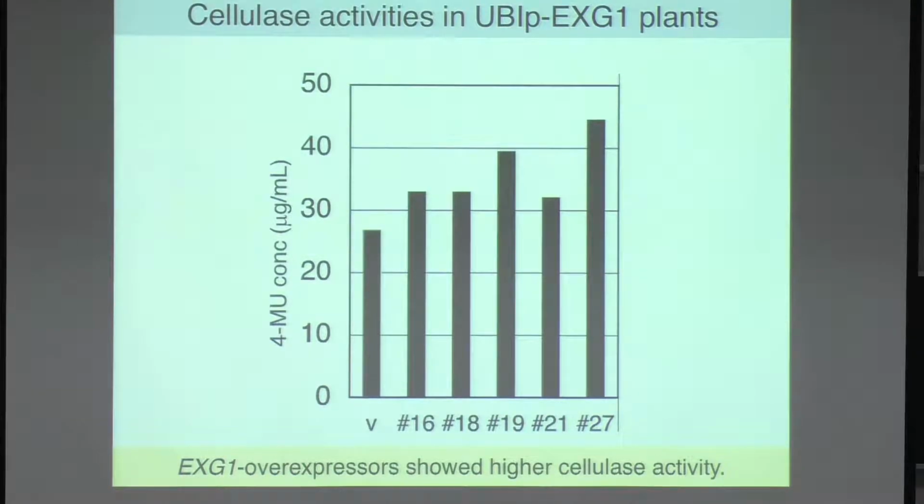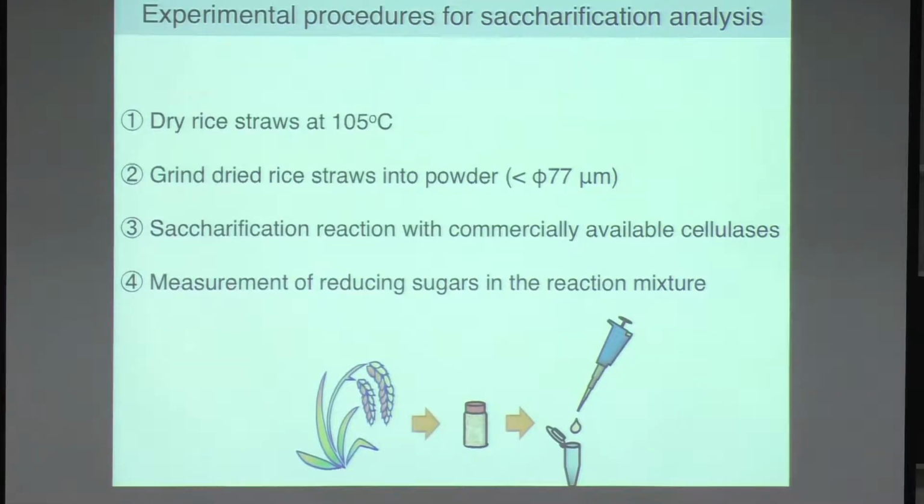So we examined the saccharification yields from these rice straws. This shows the experimental procedures for saccharification analysis. First, the rice straws were dried at 105 degrees, so during this step, endogenous enzymes are inactivated. Then the dried samples were ground into powder. And then the powder was used for the saccharification reaction using commercially available cellulases. Then the concentration of reducing sugars in the reaction mixture was measured.